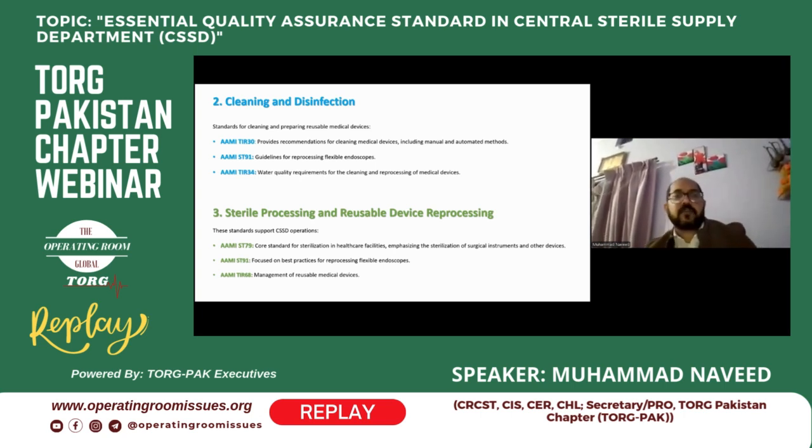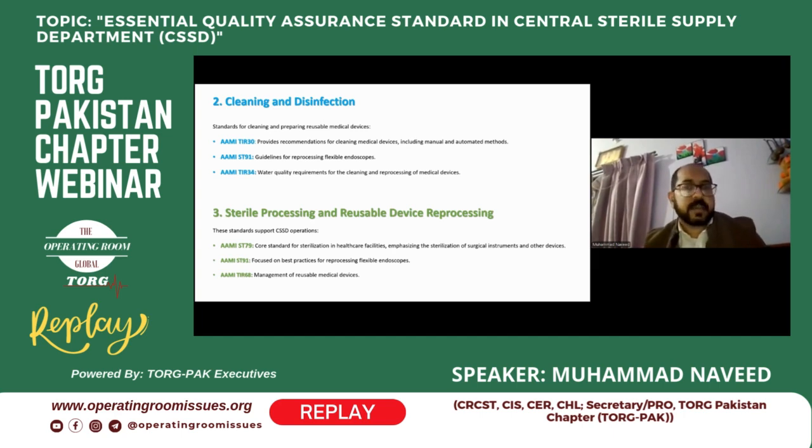TIR 34 covers water quality. It tells us which type of water we have to use for the autoclave, what type of water we have to use in our manual cleaning, and for the washer disinfector. The third standard area is sterile processing and reusable medical devices reprocessing.